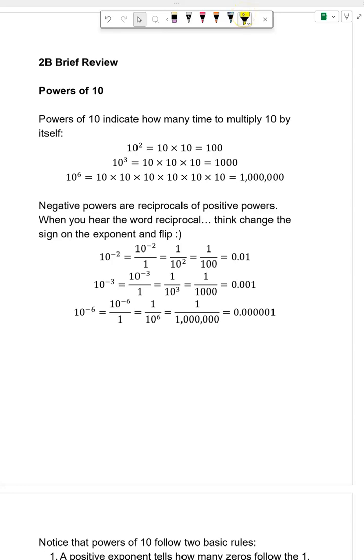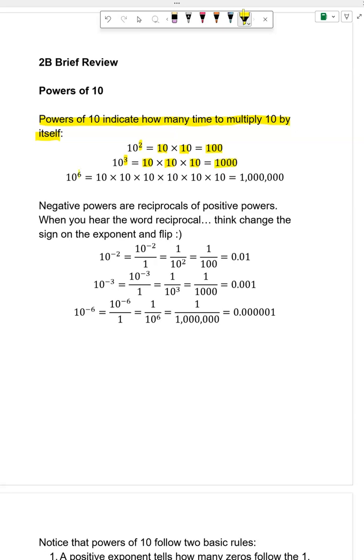Hey guys, let's talk about the powers of 10. So the powers of 10 indicate how many times to multiply 10 by itself. So if you have 10 raised to the second power, that's the same thing as saying 10 times 10, which is 100. If 10 is raised to the third power, we're going to multiply 10 by itself 3 times. So we have 10 times 10 times 10, which is 1,000.